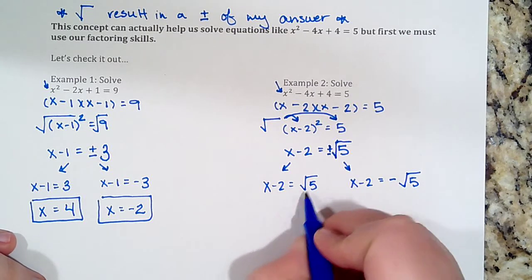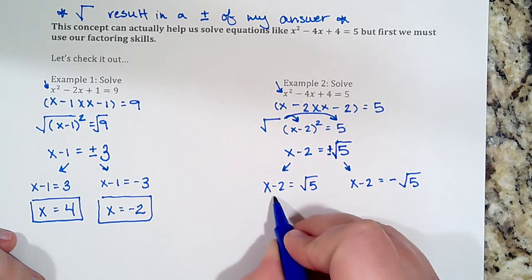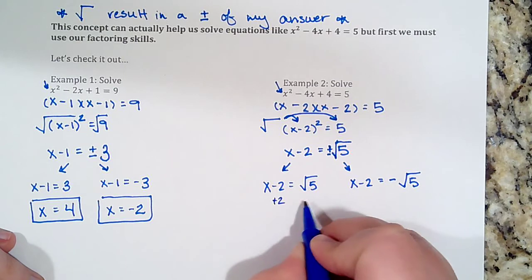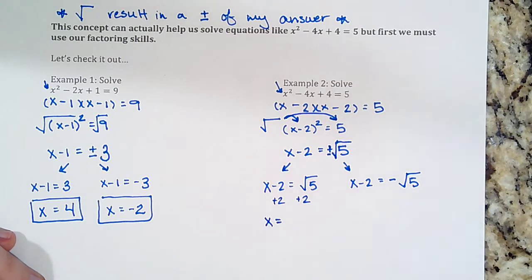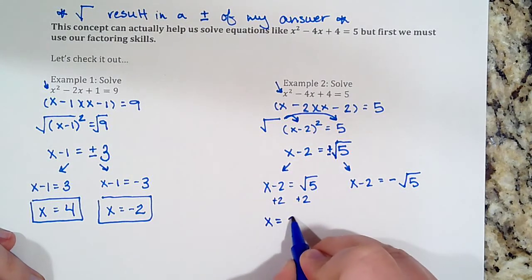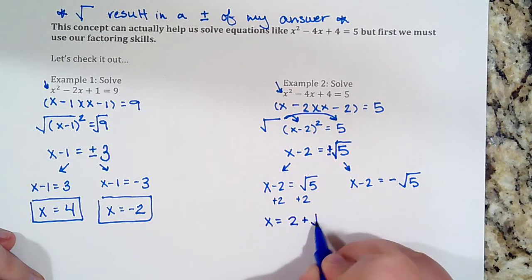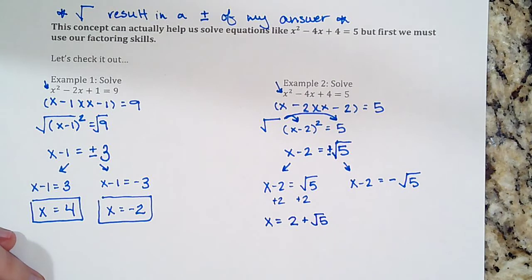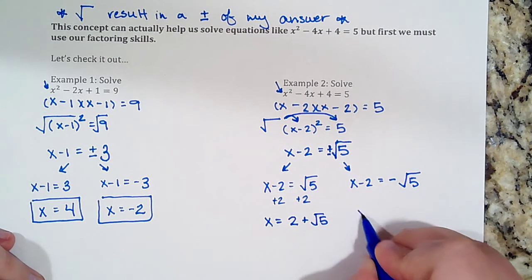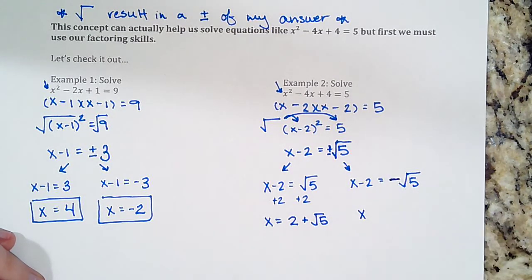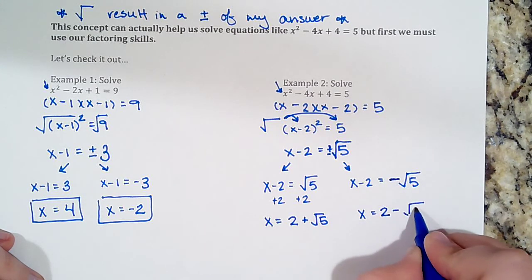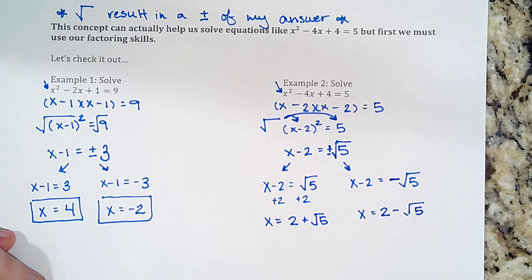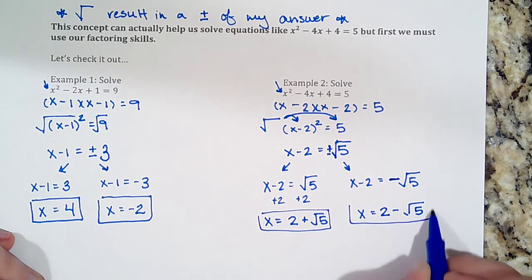We would still just move things away from the x. In order to do that on this side, I'm going to add 2 and balance it out by adding 2 on that side. And I'm left with the answer 2 plus root 5. Same thing with this one. I'm going to add that 2 over. Be careful, there is a negative out in front. So I'm going to say 2 minus root 5. Just like that. And then these are my 2 final answers.